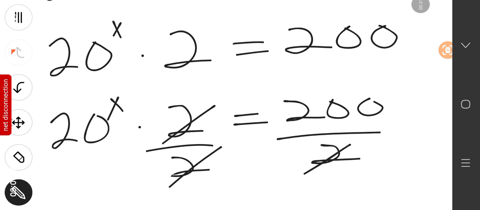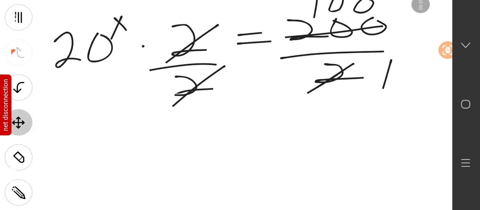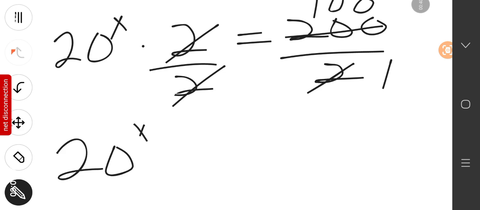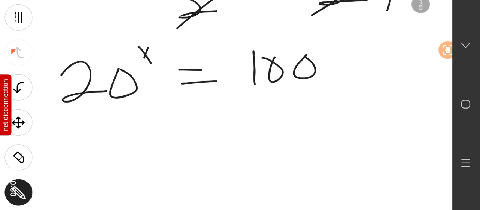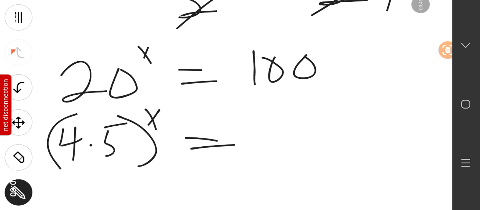Okay, so 2 cancels itself, 1 goes here, 100. So we're going to have 20^x equals 100. Now 20 is the same as 4 times 5, and 100 is the same as 4 times 25.